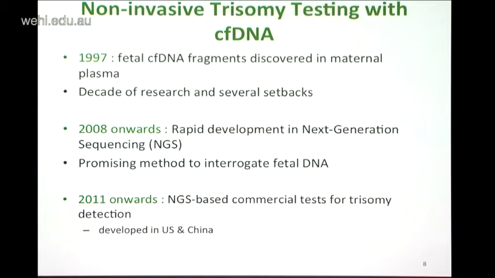So the very first test that used whole genome sequencing and this cell-free DNA mixture to test for trisomy started coming up from 2011. Now there are about 5 or 6 tests out there, mainly developed in the US and about 2 in China.